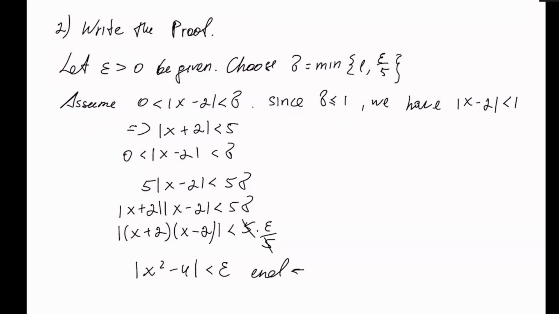As you can see, I can cancel these 5s. I can also apply the difference of squares here, and I get the expression x squared minus 4 on the left side, and it's less than epsilon, since we cancel these 5s. So we proved this inequality. Therefore, the limit of x squared as x goes to 2 equals 4, by the precise definition, or using the epsilon delta proof.